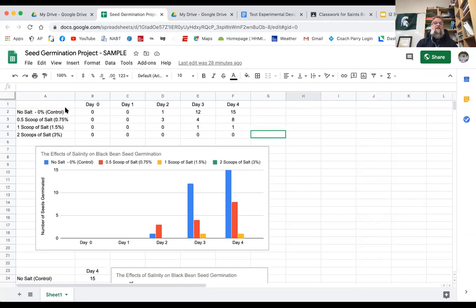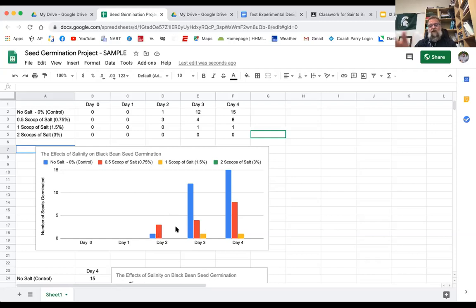And I calculated the approximate percentage of salt in the water for each setup. So I had a control group that had 0% salt. I then had one that got a half a scoop, which equaled about 0.75% salt. One that got a full scoop, which reached about 1.5% salt, and one that got 2 scoops, which reached about 3% salt. And I took the means, the averages for each day. That's why you don't see the bag A, B, and C. I took the averages for each day, and I put them in a data table, and I made the graph.